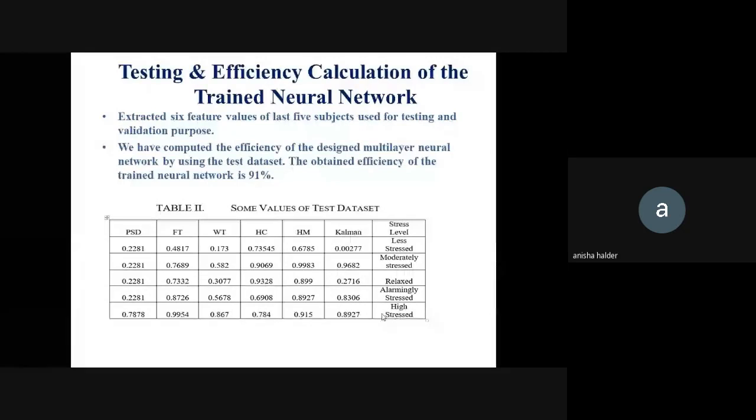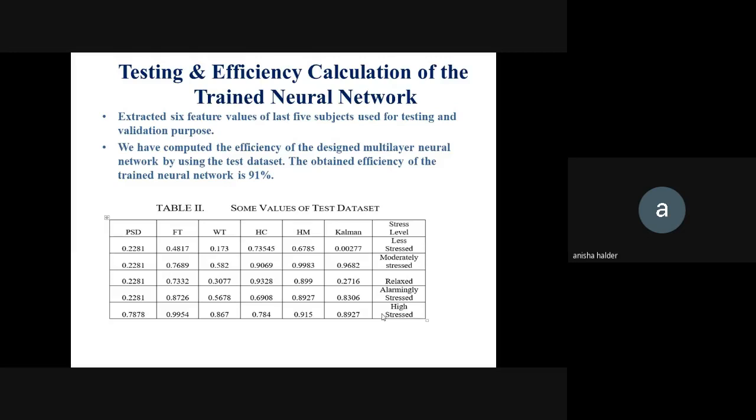Now the testing part. Again, one unknown subject is there, and he is solving all the problems: rest stress set, moderate stress set, relaxed set, alarming stress set, and high stress set. So he is solving all these, and we are getting the EEG signal values again. After that, we are extracting the features, the 6 feature values of the last 5 subjects.